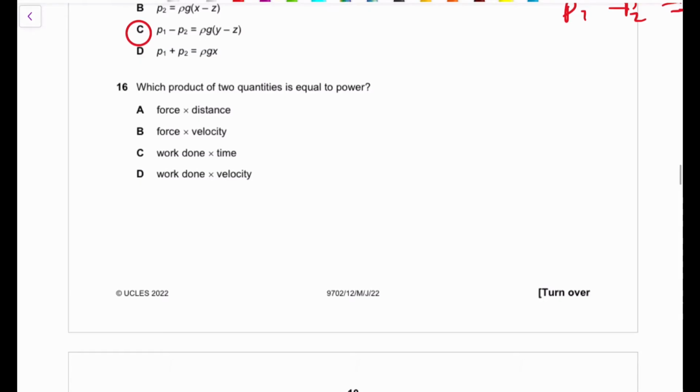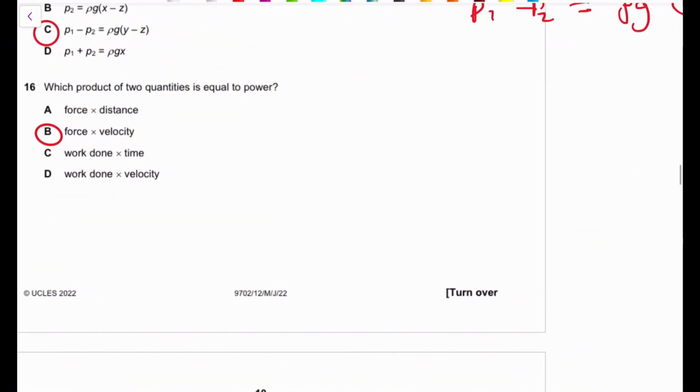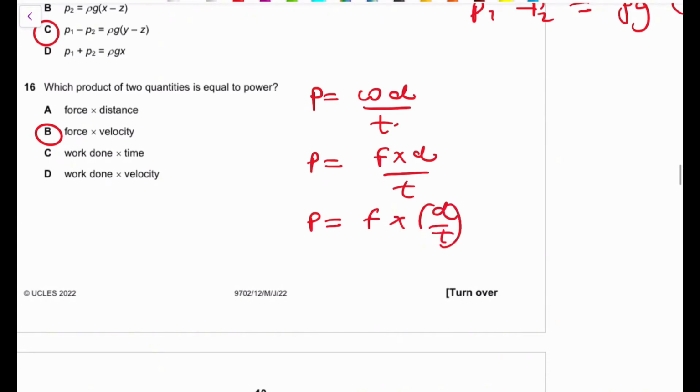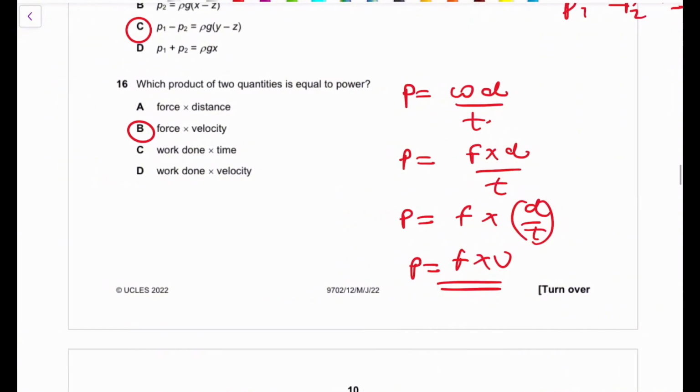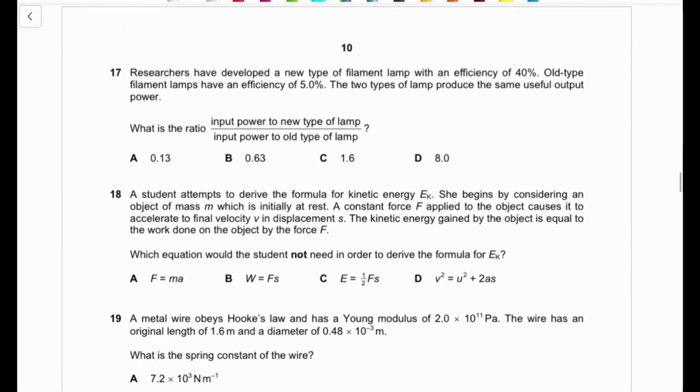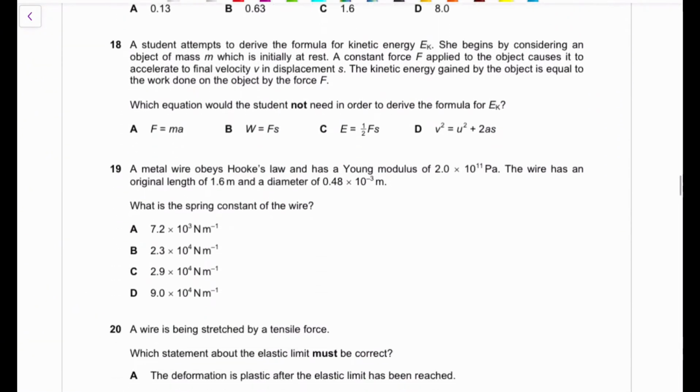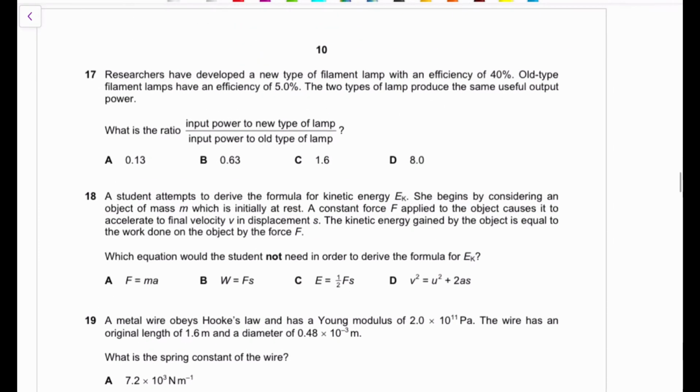Moving to question 16, which product of two quantities is equal to power? Basically, it's force and velocity. Power is the work done per unit time, and work is force times distance. Therefore, power is force times distance over time. Therefore, power is basically force times the velocity. So the answer has to be B. Very important.